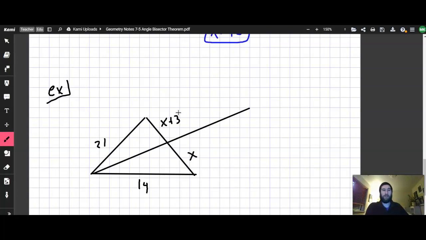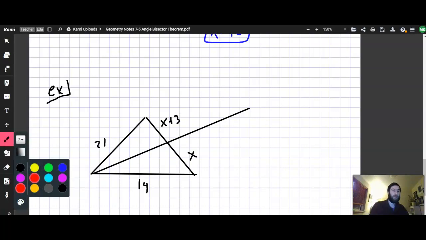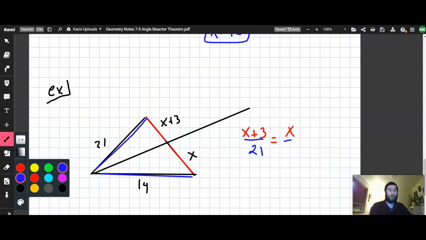And so, ladies and gentlemen, let's go ahead and plan to put our x's on top. So, this is one of them, this is the other one, and what do those match with? The 21 and the 14. And so x plus 3 matches with the 21 because they're on one side of that angle bisector. And that's going to be equal to the x over the 14 because x and 14 are on the other side of the angle bisector.